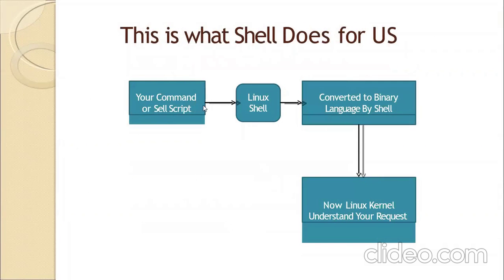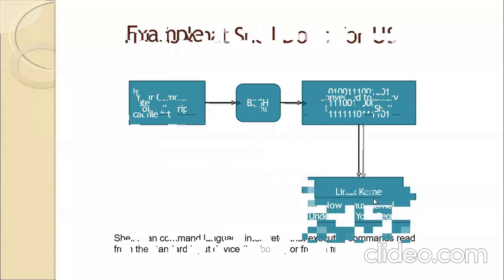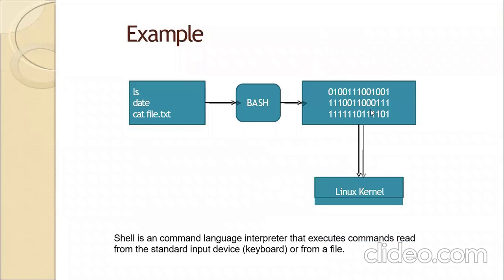Your command in the Linux shell is converted to binary language by the shell. Now the Linux kernel understands your request, which command you typed. So here is your binary conversion that is done by the bash shell. So bash is a shell. These are the commands: ls, date, cat. Cat will display the file content, the file.txt content.